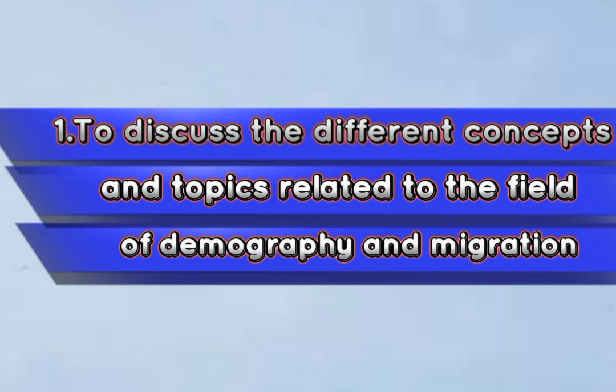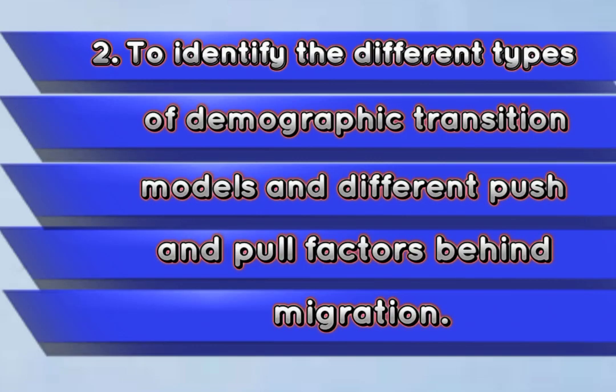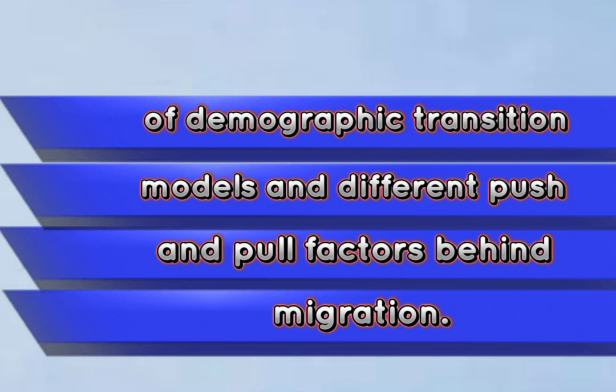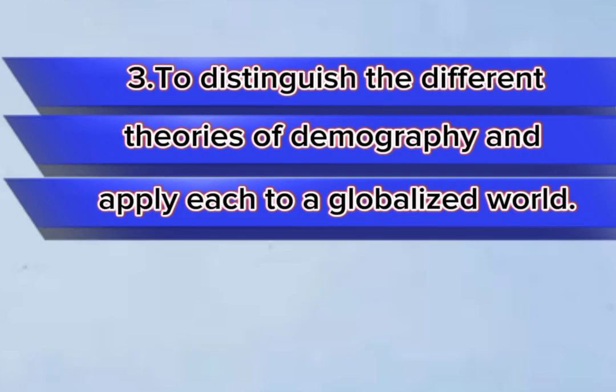Our learning objectives. Number 1 is to discuss the different concepts and topics related to the field of demography and migration. Number 2 is to identify the different types of demographic transition models and different push and pull factors behind migration. Number 3 is to distinguish the different theories of demography and apply each to a globalized world.